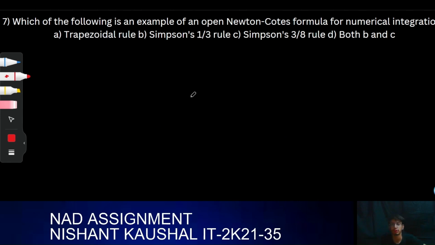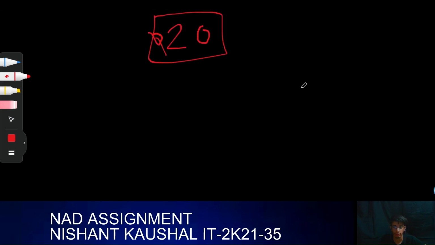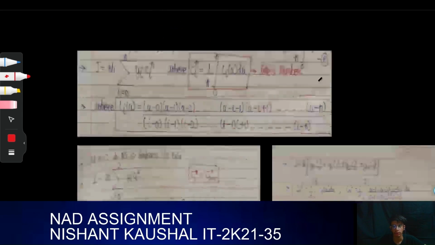Let us proceed to question number 7. Which of the following is an example of open Newton-Cotes formula for numerical integration? A. Trapezoidal rule, B. Simpson one-third rule, C. Simpson three-eighth rule, D. Both B and C. So this question is repeated from the previous question paper, I think it was question number 20. So you can see there, or I am explaining in brief here as well.